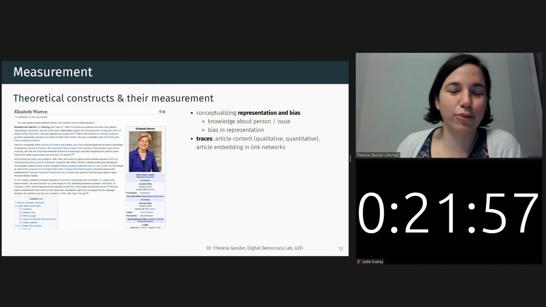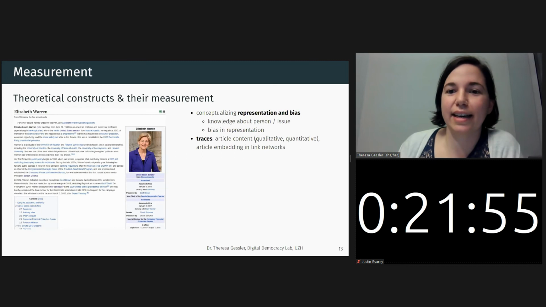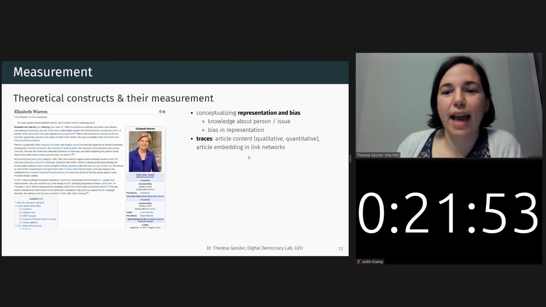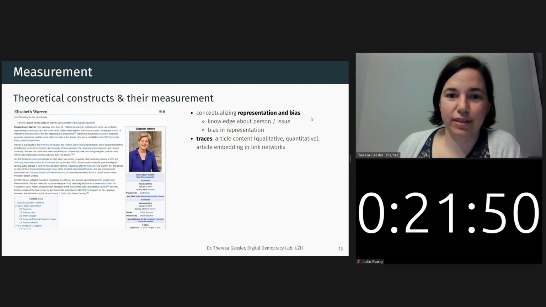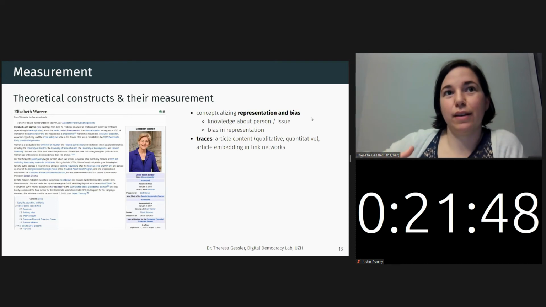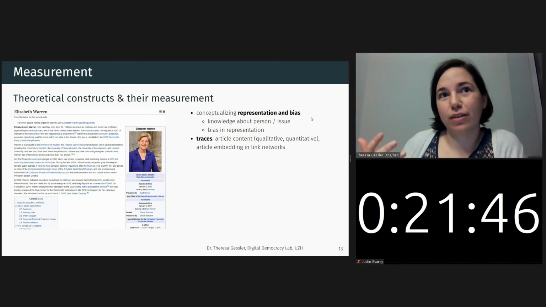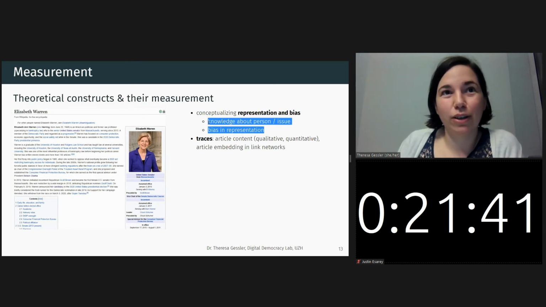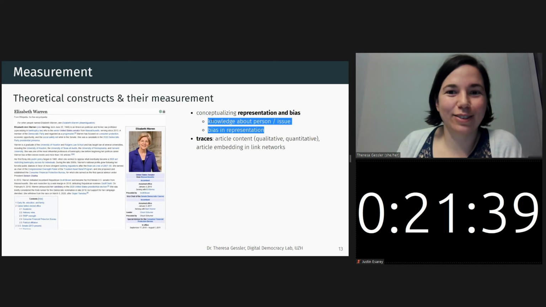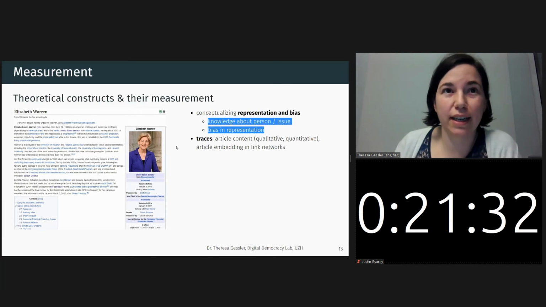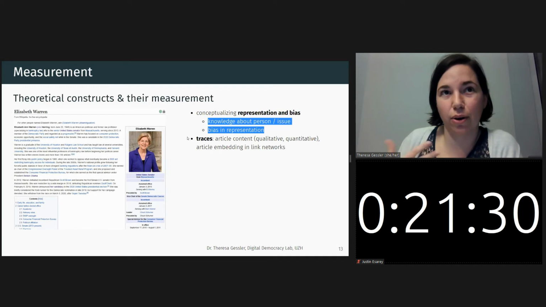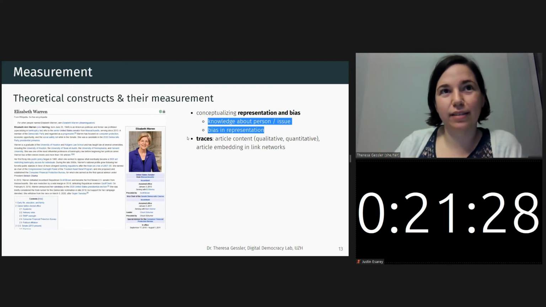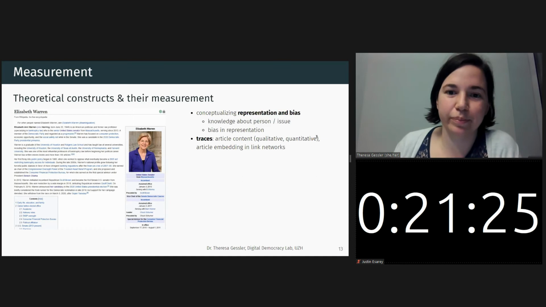On Wikipedia, of course, we can do the same. So we would select article content or the article embedding in link networks. So these are the traces that we select. Having thought about the concept, we need to decide things like what does bias mean to us? Is it just about, for example, the mentioning of certain things? Is it about the attention that is dedicated to this person, and so on? So this can be quite a complex and multifaceted concept.